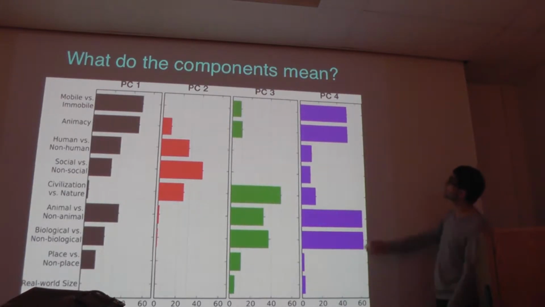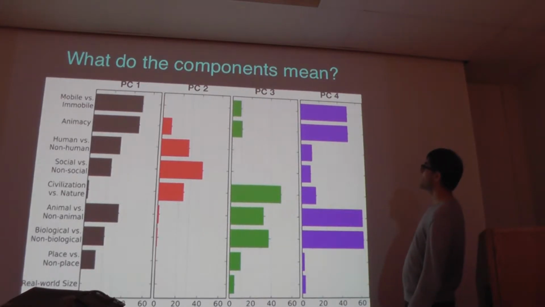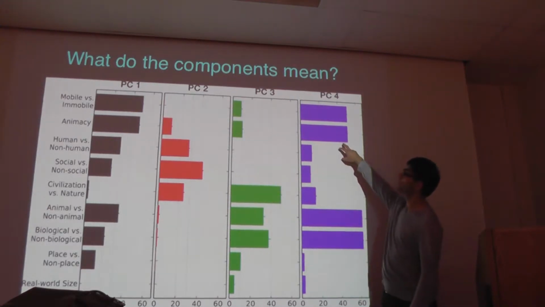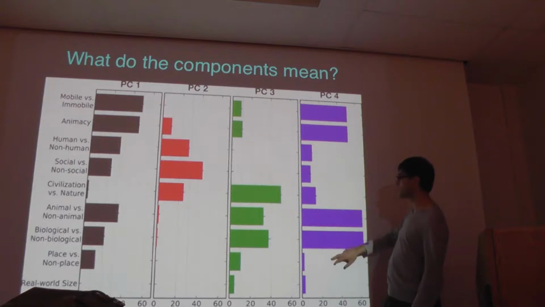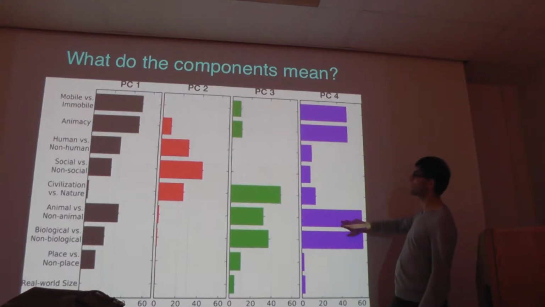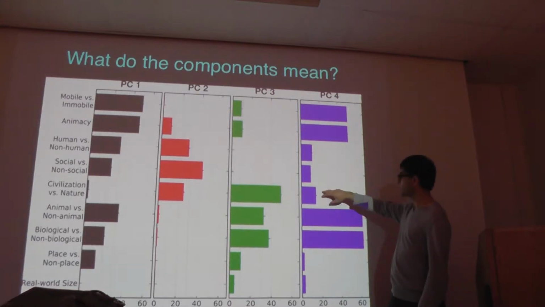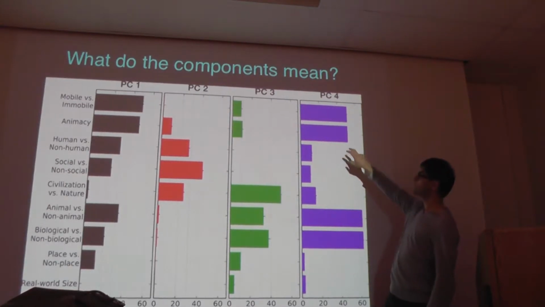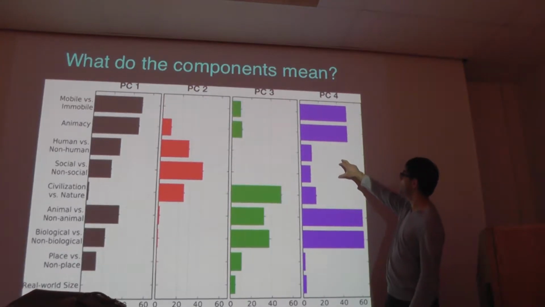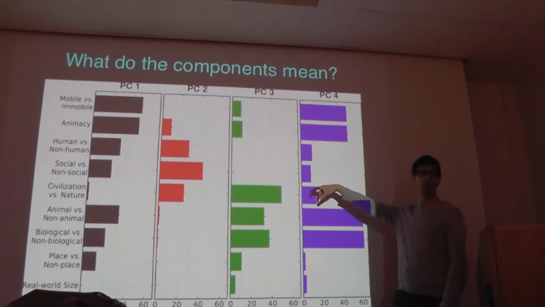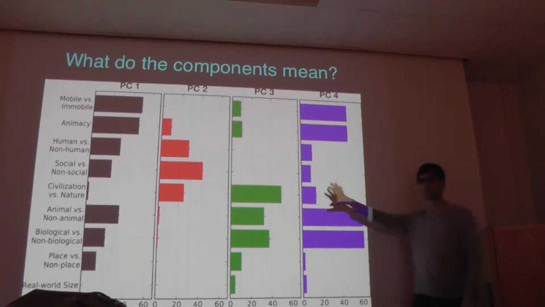okay, what's going on in this one, the fourth principal component? That is quite similar to this. We've got stuff going on with mobile versus immobile and animacy. We've got stuff going on with animal and non-animal. But now there's social versus non-social going on as well. So this is some weird mixture of: was it made by a human being, does it move itself, and does it involve people? Right? And so this is incredibly typical.